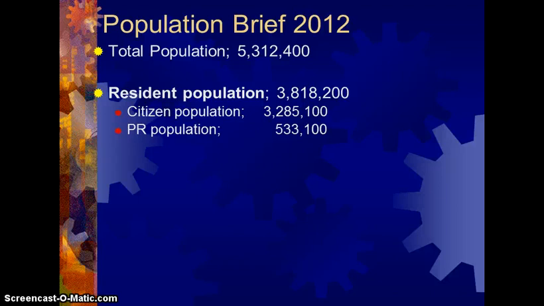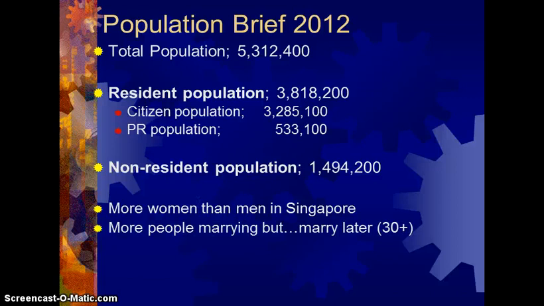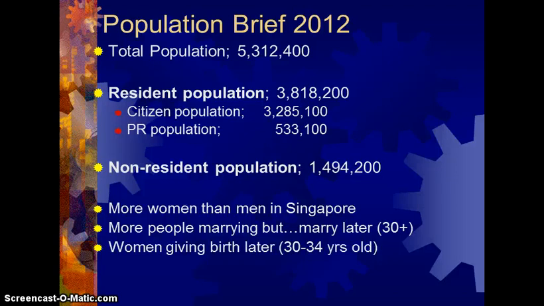First, the citizen population, which is about 3.3 million, and the PR population, which is about 533 thousand, or half a million. Then we have the non-resident population, those who come here to work and go back, and they number about 1.5 million people. We also noticed that in 2012 there were more women than men in Singapore. And more alarming was that more people are getting married, but at a much later age, 30 years and above. And women are also giving birth later, at 30 to 34 years old.